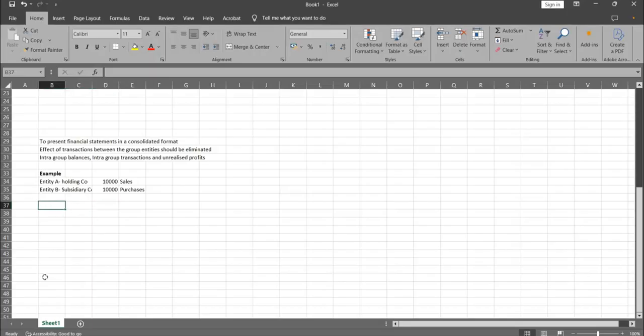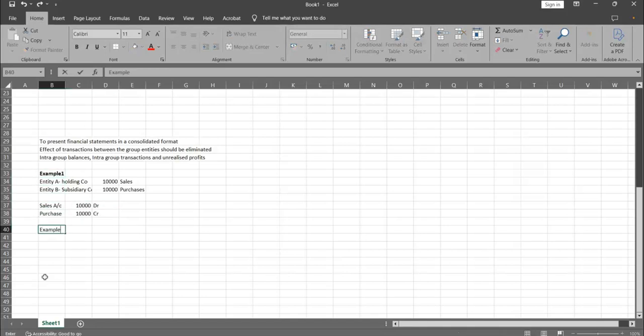So we will pass an entry where we debit the sales account by 10,000 and credit the purchase account by 10,000. This way, at consolidation level our sales will be reduced and our purchases will also be reduced by 10,000 each. This was just a simple example, example 1.